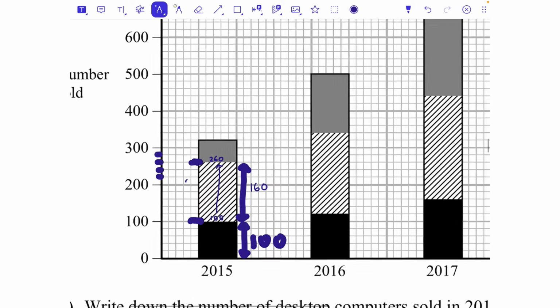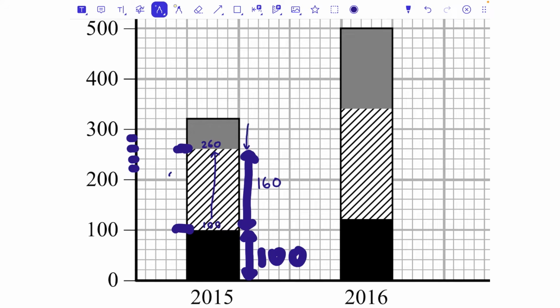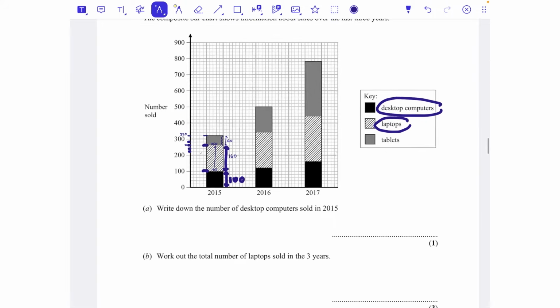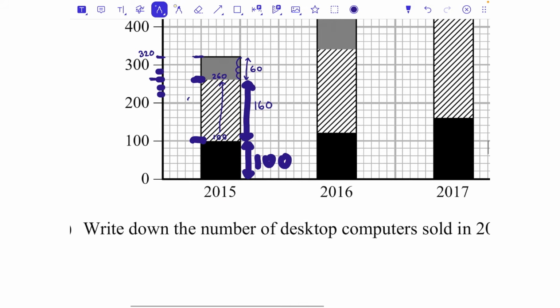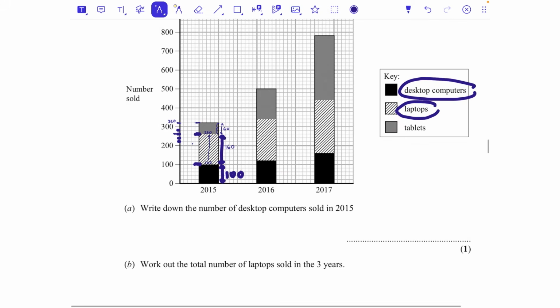Great. And then for tablets, it would be how much is in that top section. We know that each square is worth 20 now, so we can just go 20, 40, 60. Or you can look at the side, from 260 up to 320 is 60. So the total here, 320, is how many things were sold altogether, but we can see that they're made up of different things. Write down the number of desktop computers sold in 2015. So desktop computers, we said that was the dark black section of the bar, and we can see that that is 100.